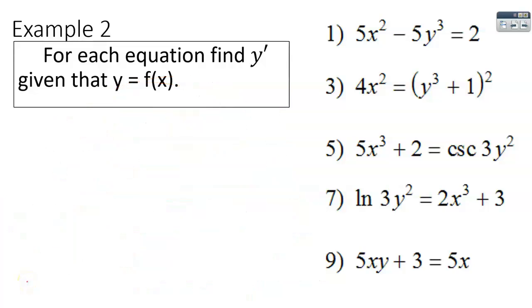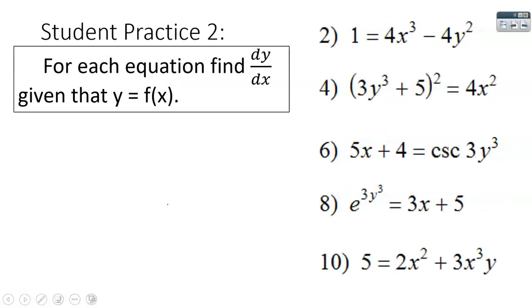So let's go ahead and have you guys try one. I don't know if I have one of these on your slide. Let me see. I do not. So what I'm going to do is I'm going to give you guys one here. Let's try this. Go ahead and find the derivative of that function with respect to x. And when you unpause the video, you will see the solution.